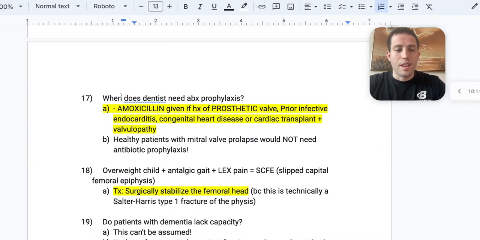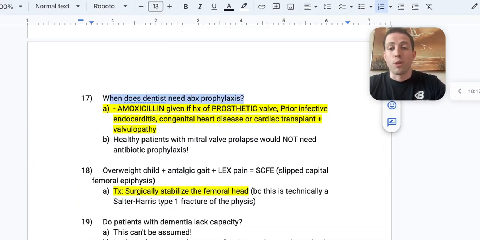All right, 17. When does a dentist need antibiotic prophylaxis before dental procedures? So remember, anything that affects the mucosa of your gums puts you at high risk for infective endocarditis. And so you don't just give prophylactic antibiotics to everybody, but you want to give amoxicillin, which that's a question right there. What's the medication that you would give? It's amoxicillin, but you only want to give it if they have a history of a prosthetic valve, prior episodes of infective endocarditis where the valves could possibly be damaged already at baseline, or if they have a congenital heart disease or required a cardiac transplant with valvulopathy. So those are the only times that you're going to give prophylactic amoxicillin as a dentist.